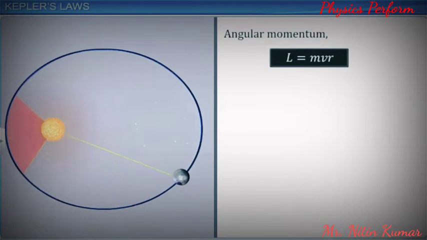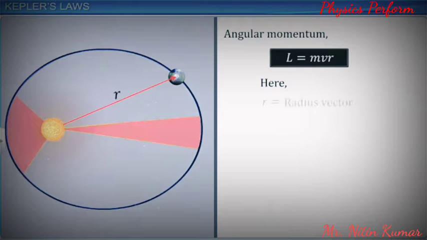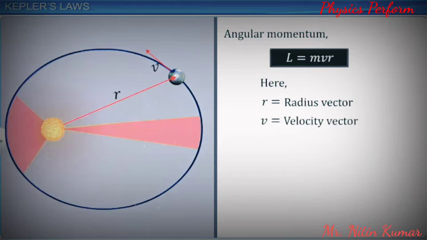Here, r is the radius vector, v is the velocity vector, and m is the mass of the body. If p is the linear momentum of the body, then L is equal to r into p.